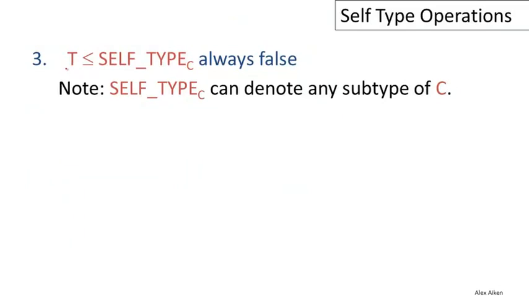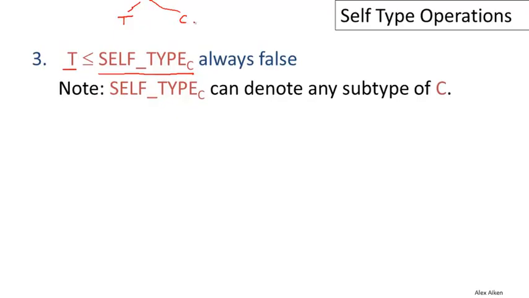Another case is when we have a regular class name on the left-hand side of the subtyping relationship and self-type on the right-hand side. And in this case, it turns out we have to say that this relationship is false, that a regular class name T is never a subtype of self-type sub C. To see this, just think about the possibilities. Where could C and T be in the type hierarchy? If T and C are unrelated, if they inherit from Object and they have nothing to do with each other, then clearly T can't be a subtype of self-type sub C. They're just two unrelated classes.